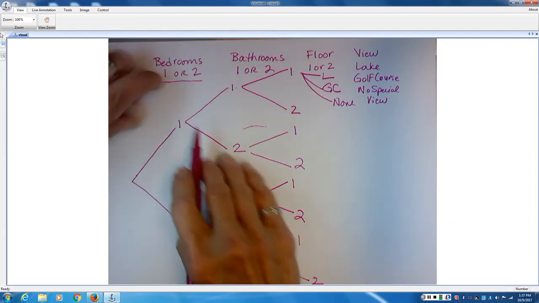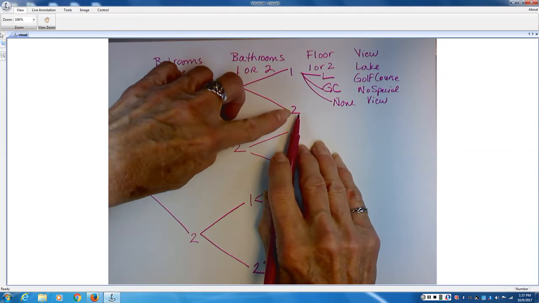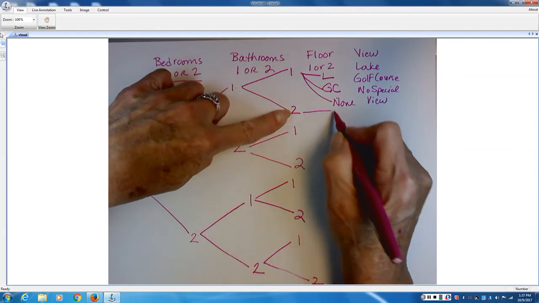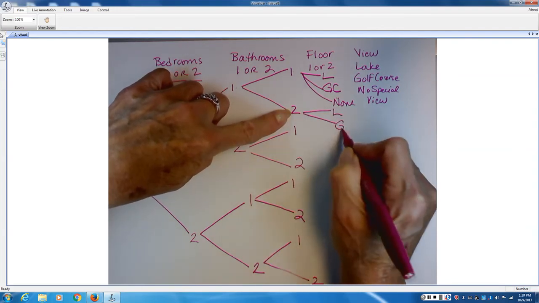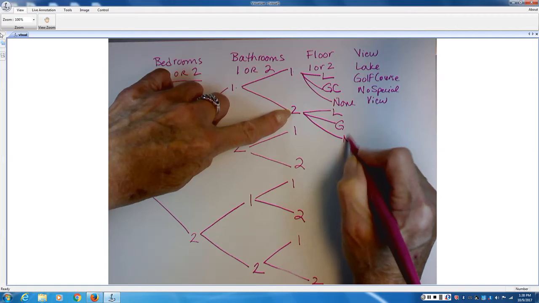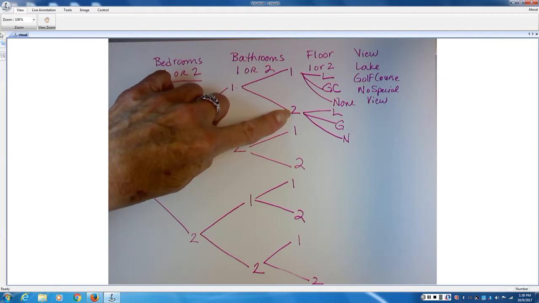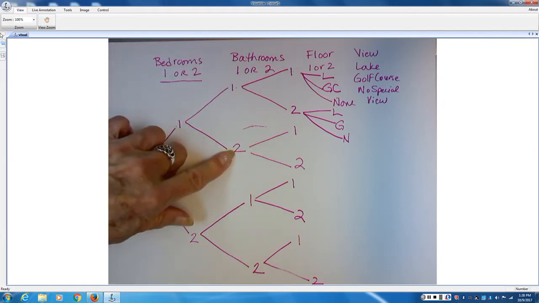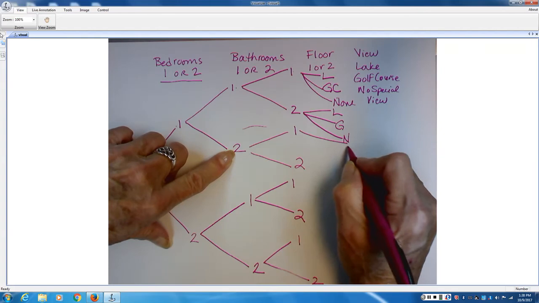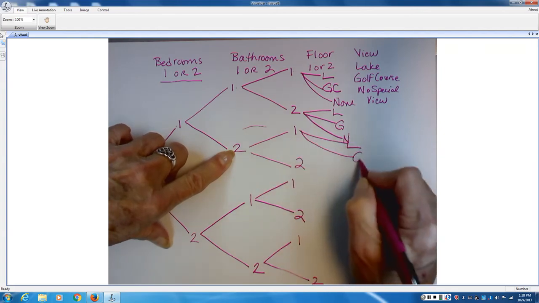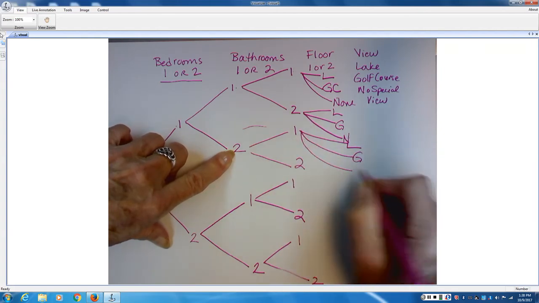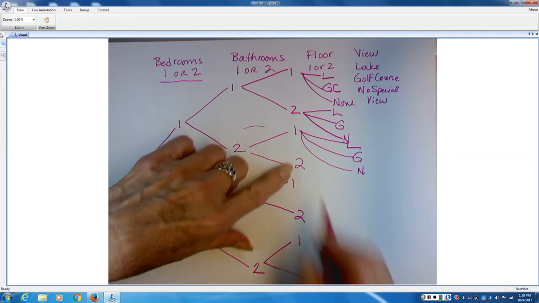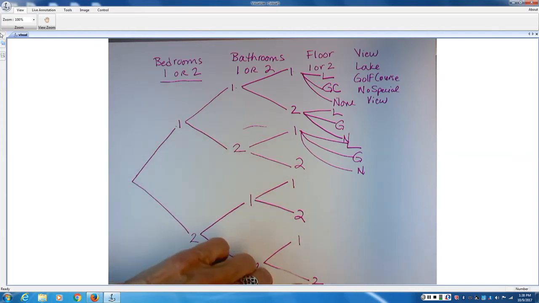And the same thing, if you chose 1 bedroom, 1 bathroom, second floor, you could have a lake view, golf course view, or nothing special. Or if you choose 1 bedroom, 2 bathrooms, first floor, lake, golf course, no special view. And you're gonna have those same options coming off of all of these.